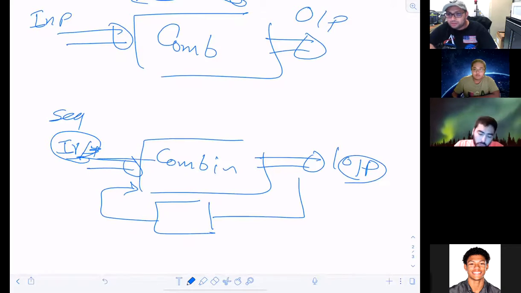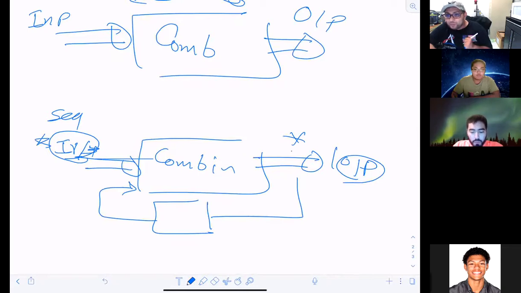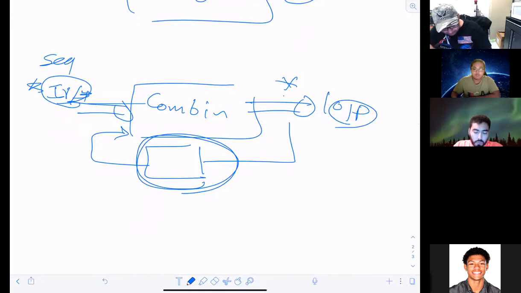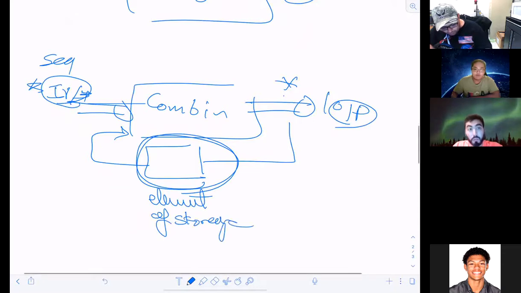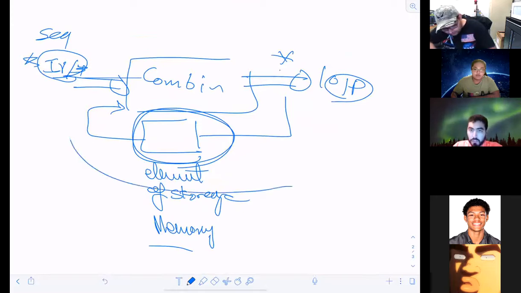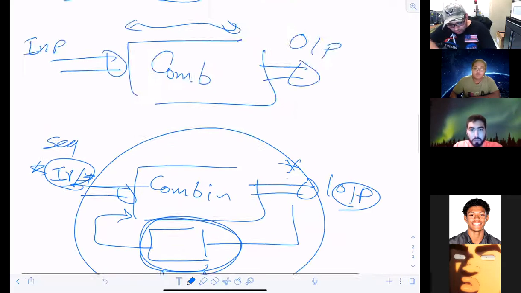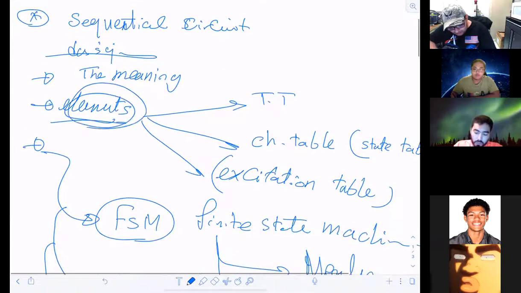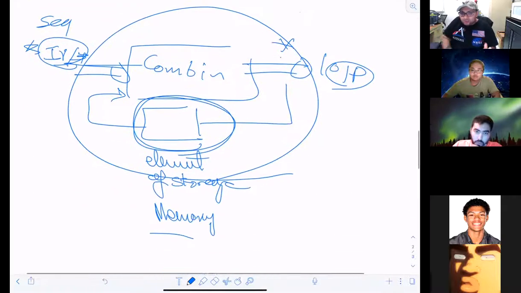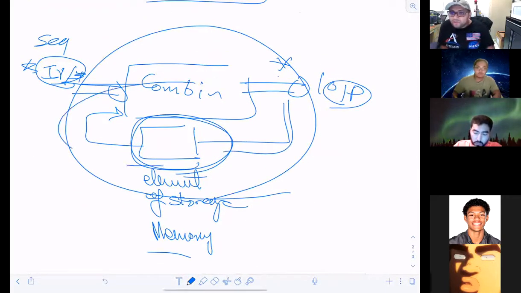Your first input will go here, right? It will process the output. Then the second batch of the input will go here, but the previous output has to be somehow delayed. So we need an element to delay it. So basically here is an element of storage, or you can call it a memory. No, the whole entire thing is sequential. I'm using one of the elements. Look at this, elements of the sequential, okay? So any sequential circuit is a kind of combinational circuit with a feedback of the sequential element. Okay? Make sense?